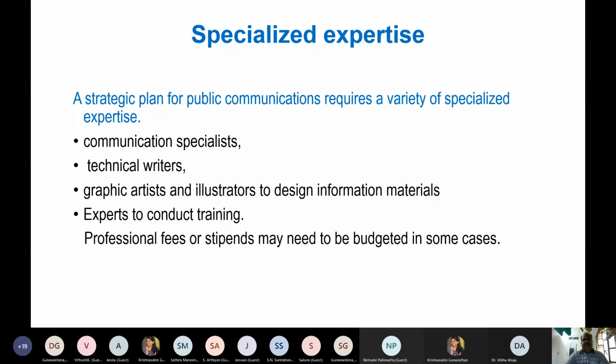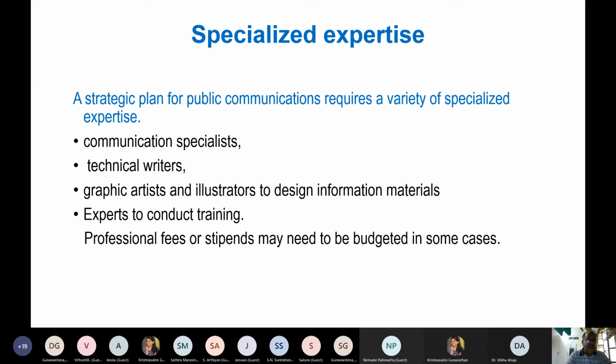Then the point is that there must be scientists, there must be researchers who develop very special expertise in the business of GM technology communication. Now, a strategic plan for public communication requires a variety of specialized expertise. This includes communication specialists. As I told you, everybody is not a good communicator, but there are always certain people who can communicate wonderfully. Technical writers, that means people who understand the local cultures and local traditions.